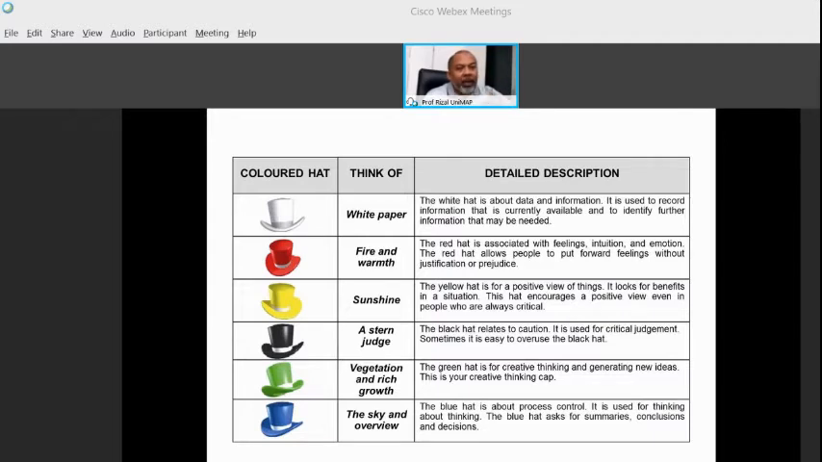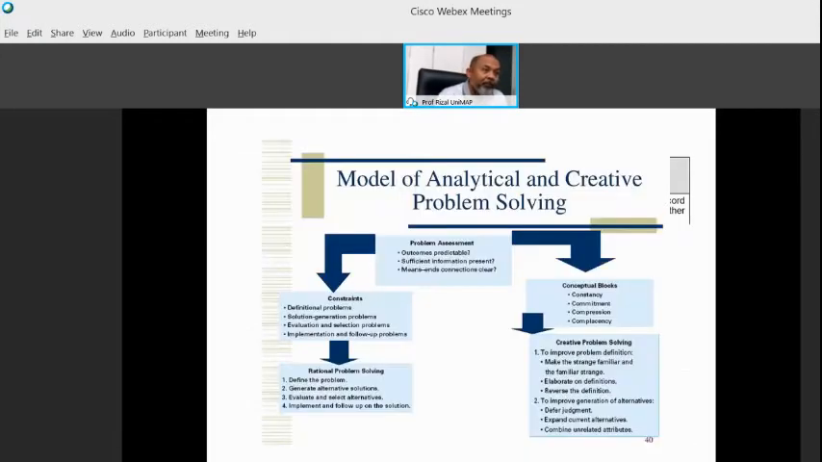This is how we generate alternatives, generate new perspectives. This is very popular, the Six Hats method of Edward de Bono, looking at when we wear different hats, like white hat, red hat, yellow hat, black, green, and blue, and we take different assumptions, we're going to generate different kinds of alternatives. So this is the approach of lateral thinking.